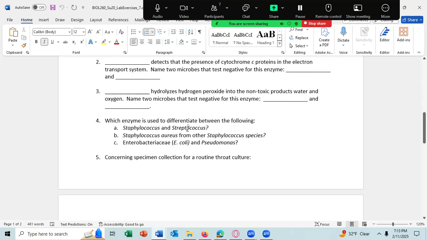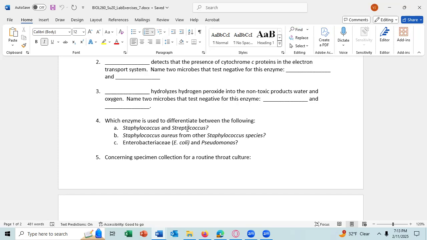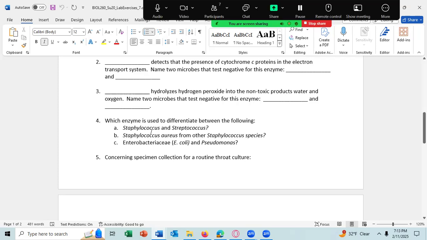Because obviously you could look at them under the microscope, grow the cultures in liquid culture and then do a wet mount and then determine is it Staphylococcus or Streptococcus. But you can also do it from an enzyme. So which enzyme? And then 4B, how do you distinguish between Staphylococcus aureus from other Staphylococcus species?